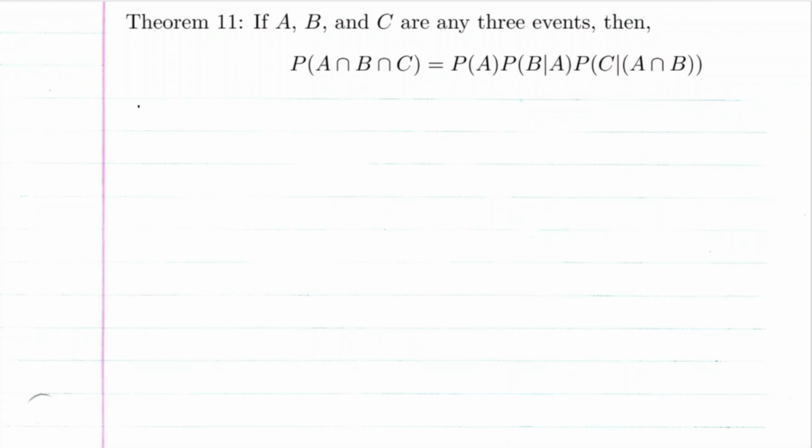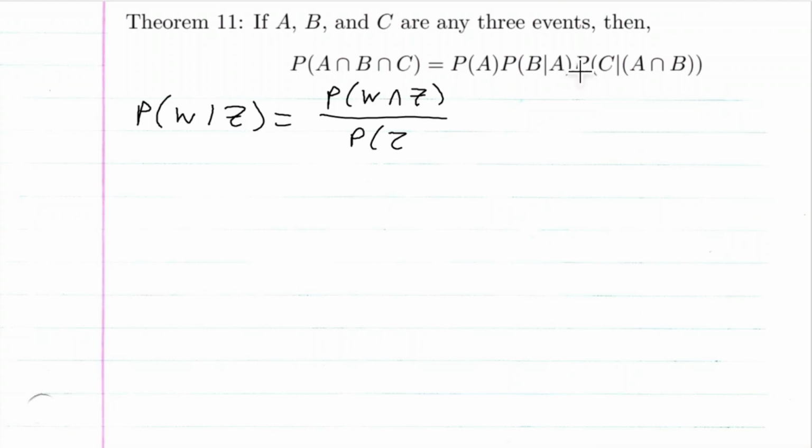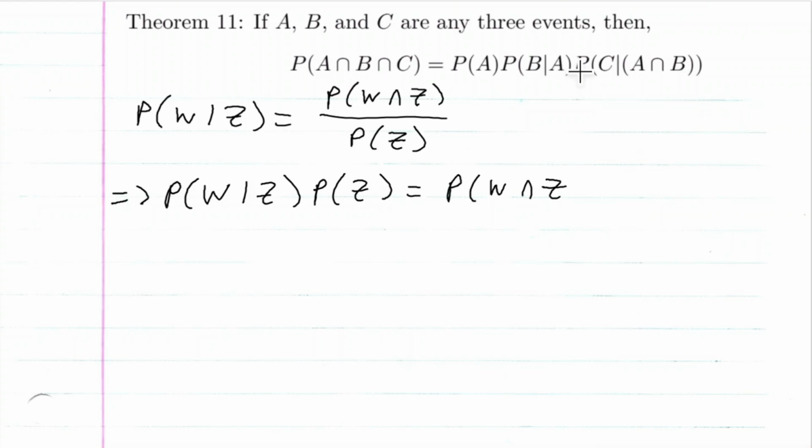So, this is the definition. Probability of W given Z is equal to the probability of W and Z occurring over the probability of Z occurring. So from this, I'm going to multiply both sides by the probability of Z to get the probability of W given Z times the probability of Z is equal to the probability of W intersection Z. So we're going to be using this in order to prove our theorem.